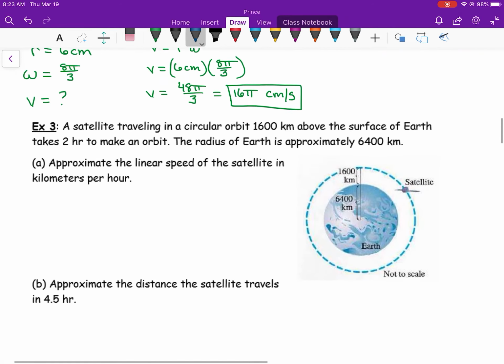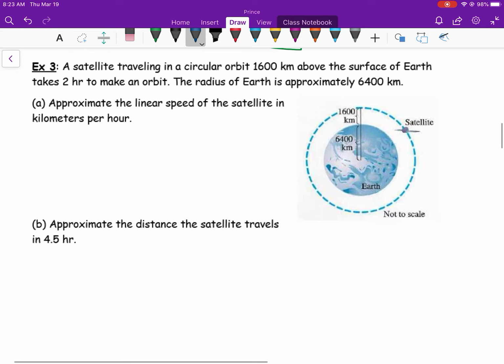And for our third and final example, we have a satellite traveling in a circular orbit 1,600 kilometers above the surface of the Earth. It takes 2 hours to make an orbit. The radius of the Earth is approximately 6,400 kilometers. So we know the radius of the Earth. We know the satellite is an additional 1,600 kilometers above the Earth. And we know it takes 2 hours to make a complete orbit.